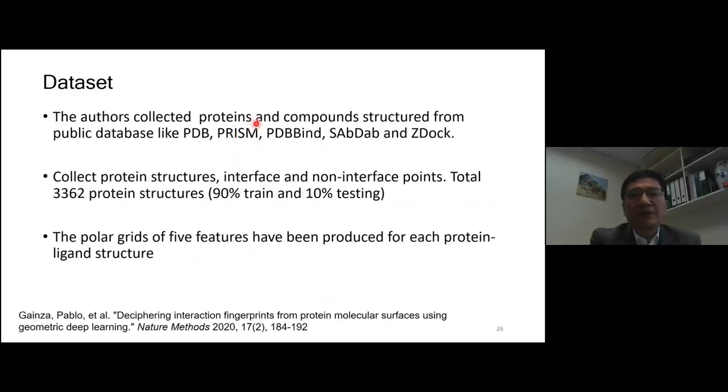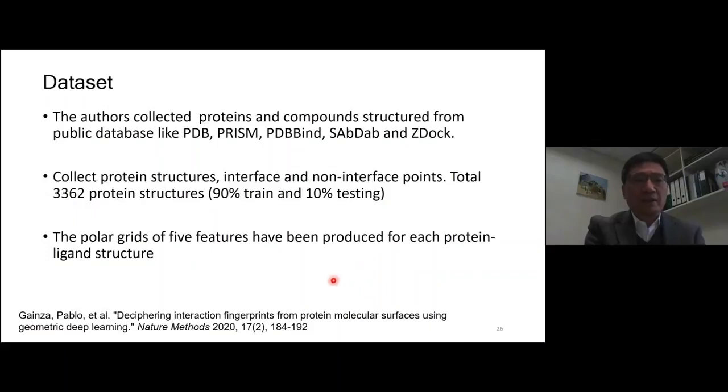And of course, we need to use a variety of data from the data bank and a variety of others, even docking data. We collect the protein structures, interface, and non-interface points. So in total, for example, you can have over 3,000 protein structures, with 90% you can train and 10% you can test. And for technical details, we can talk about it later.